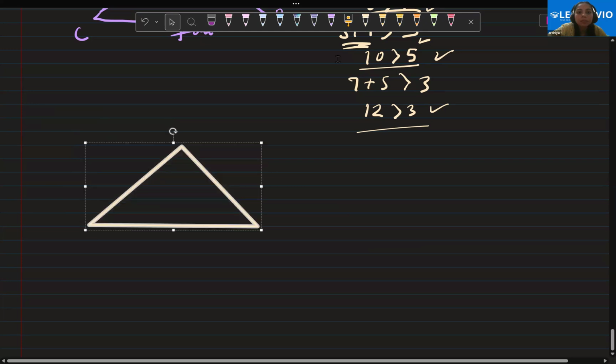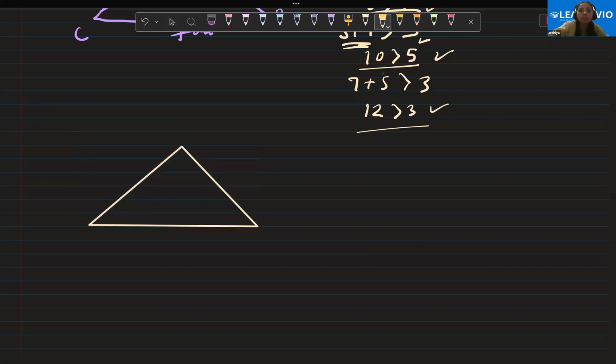Okay. So what are the sides? 3 centimeters, 2 centimeters, and 8 centimeters. Now you will be telling me what two sides I should add. Zena, first you go. What are the two sides that I should add?